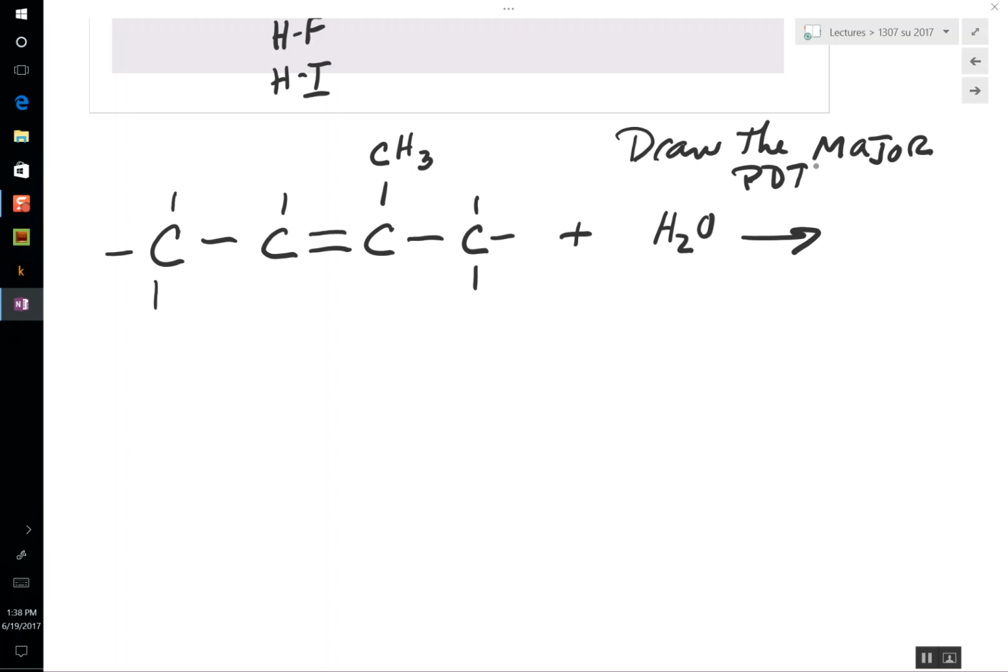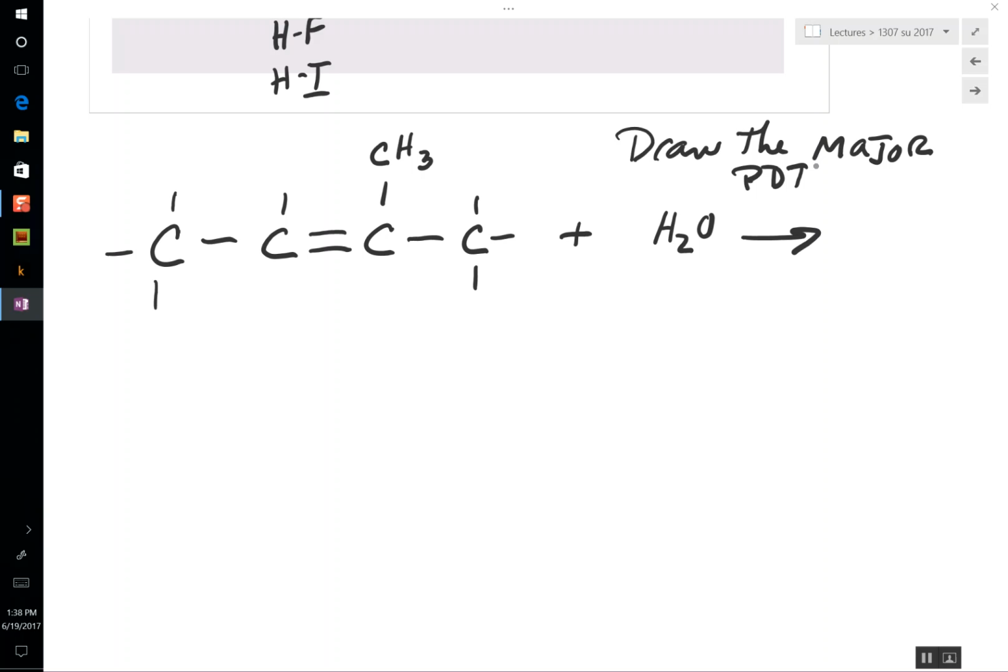Okay, well, you know a hydrogen is going to go on one of these carbons, and an OH is going to go on the other carbon. You've got a double bond here, so that water is going to add to that double bond. It's not going anywhere else. All right, so where is the hydrogen going to go? Is it going to go here or here? Here?